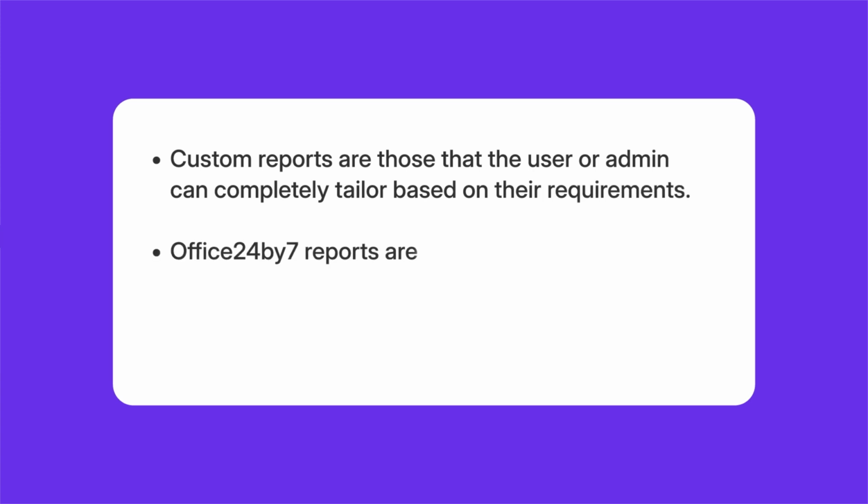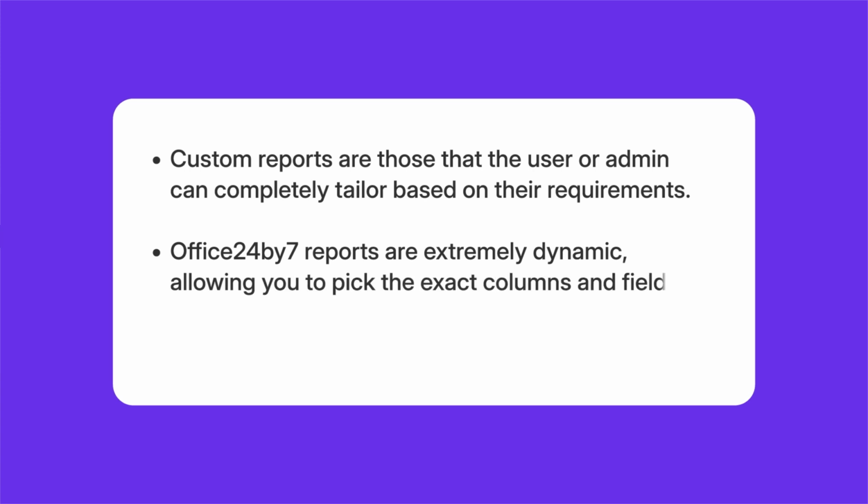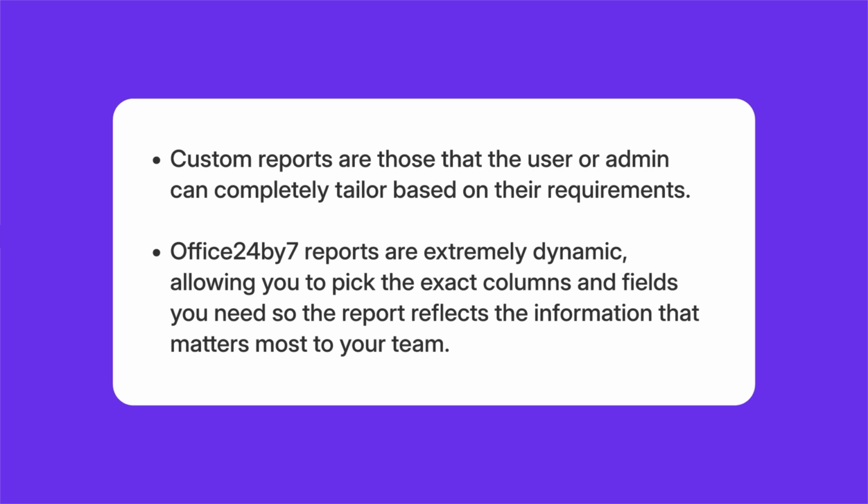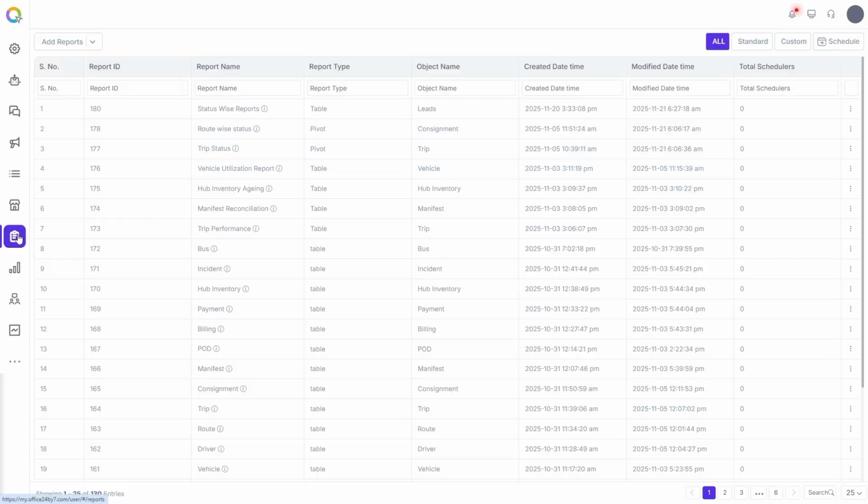Office 24 by 7 reports are extremely dynamic, allowing you to pick the exact columns and fields you need, so the report reflects the information that matters most to your team. To access the reporting features, go to the Reports panel by clicking the Reports icon. This opens the complete reports dashboard.